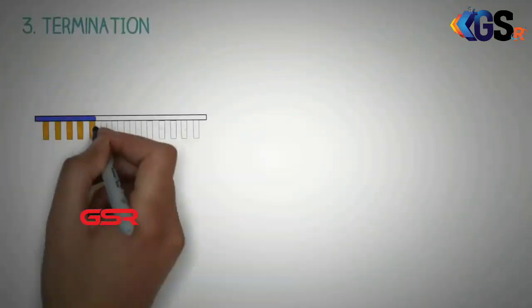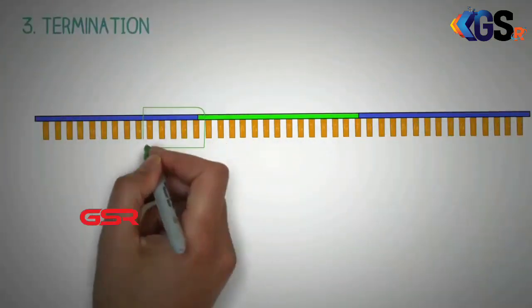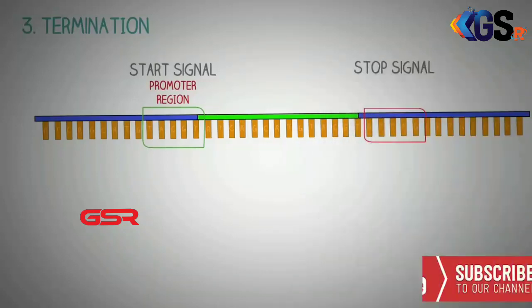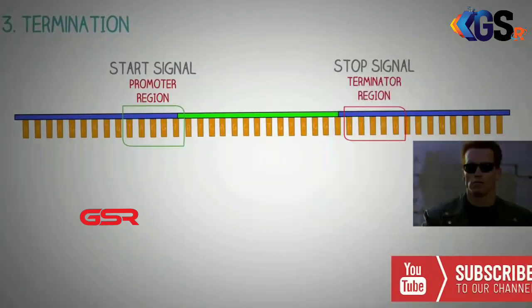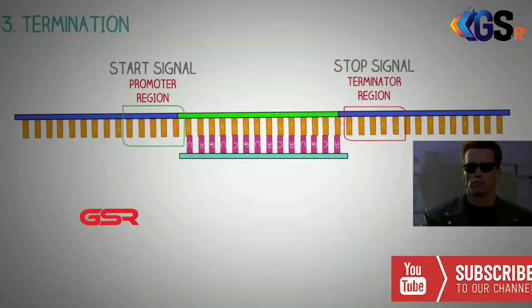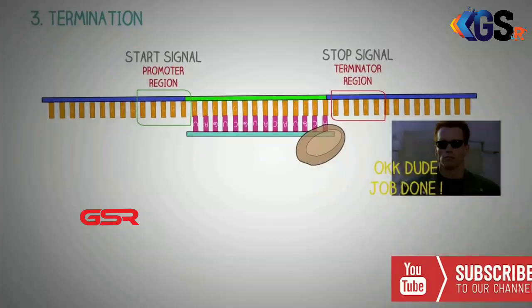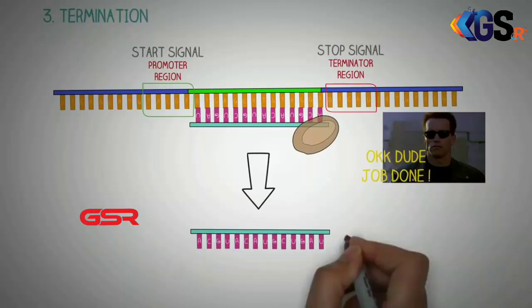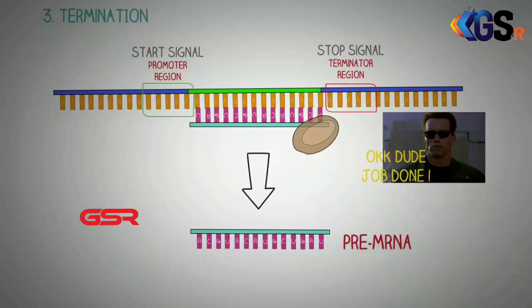The next step is termination. So just like we had a sequence of gene known as the promoter region which signaled the enzyme where to start, we have regions of the gene that basically signal the enzyme where to stop. These signals are known as terminators, and they signal that the RNA transcript is now complete. Once the RNA polymerase reads and transcribes the terminator regions, the newly formed RNA transcript is released from the transcription complex.